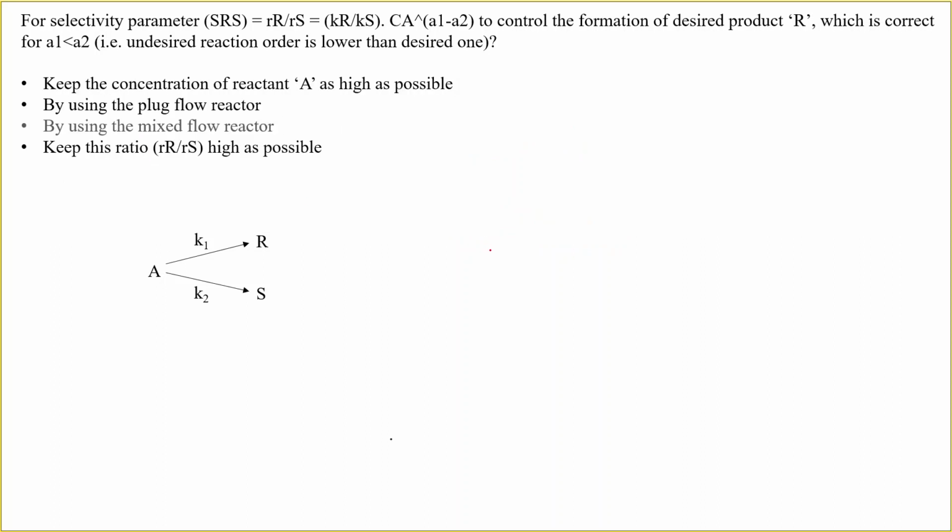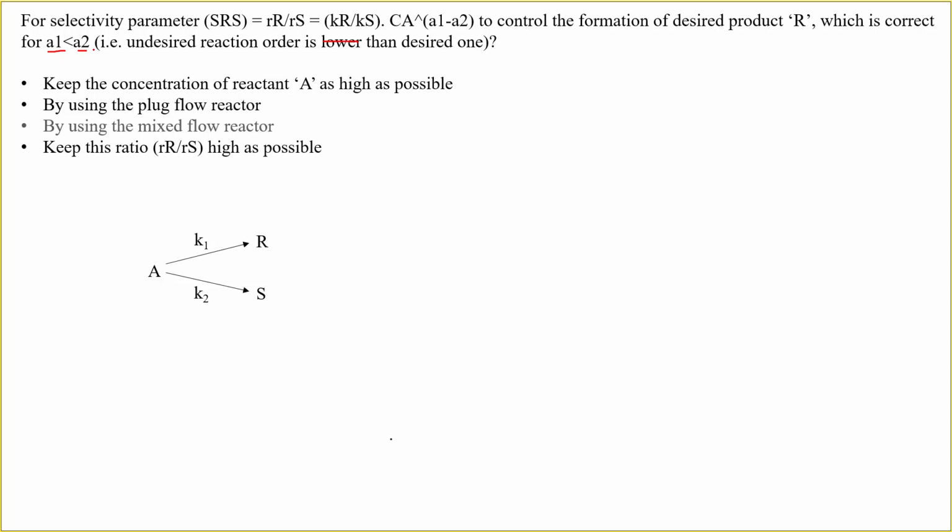Moving on to the next question. Again, similar question type. For the selectivity parameter, S_RS, rate of R by rate of S, to control the formation of the desired product R, which correct option should be used for a1 less than a2? Undesired reaction order is lower than the desired. So, sorry, undesired reaction order is higher than the desired. There is a typo here, I would say. So, a2 is higher than a1.